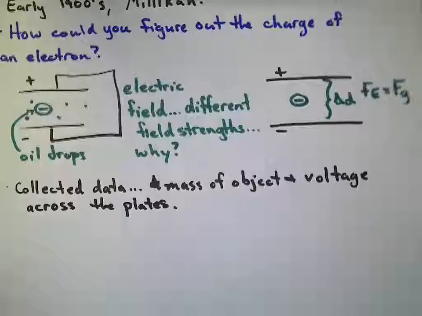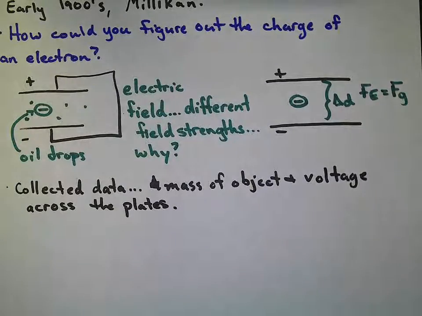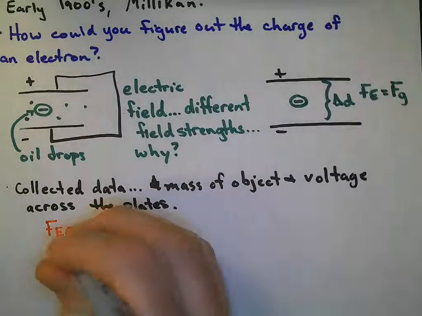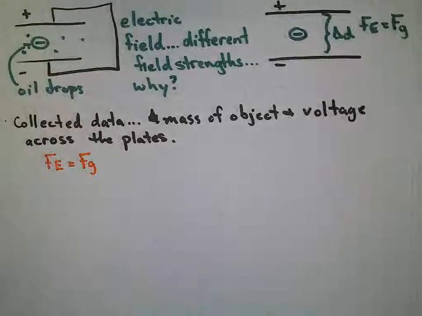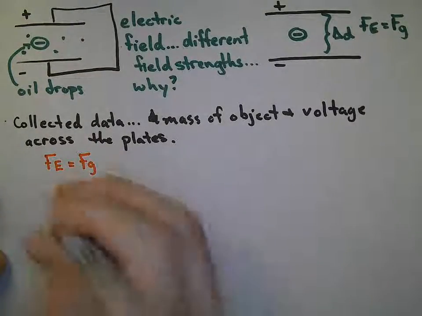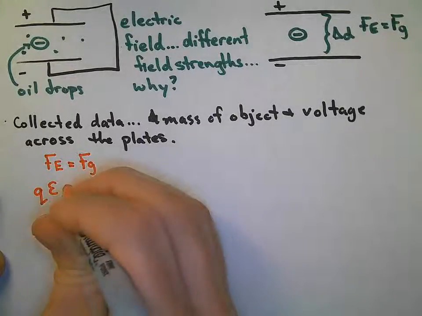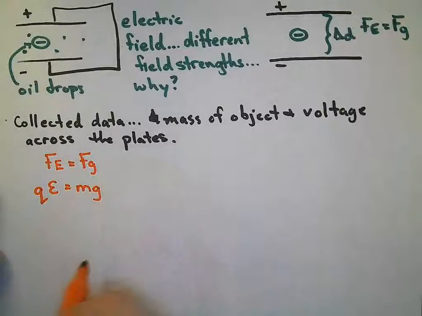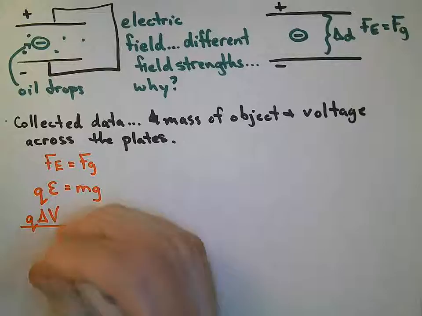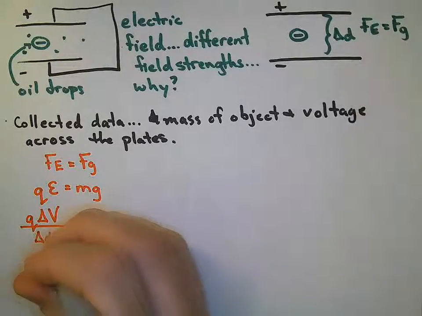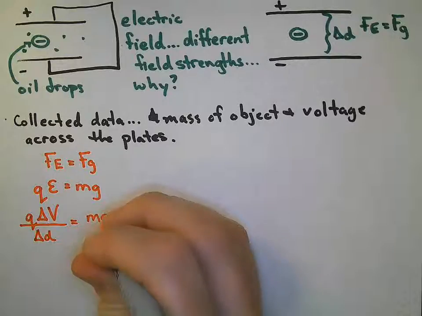And he would get it in such a way that the electric force would be equal to the gravitational force, which we know how to calculate both quite easily. The electric force is Q multiplied by E, which is equal to mg. And this, we're going to say, is our elementary charge, the charge of the electron. We know that we can calculate QE quite easily. That would be Q multiplied by our electric potential all over the distance between the plates. We're going to call it delta D in this case, and that would be equal to mg, the force of gravity.